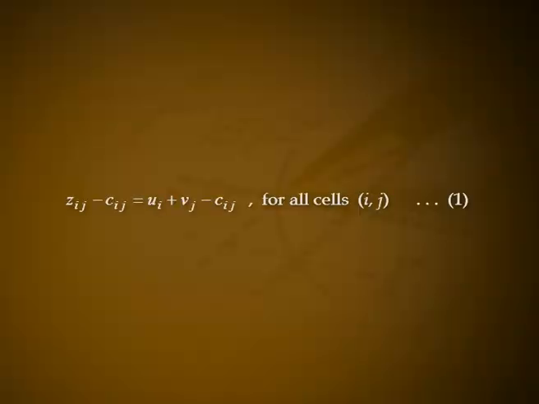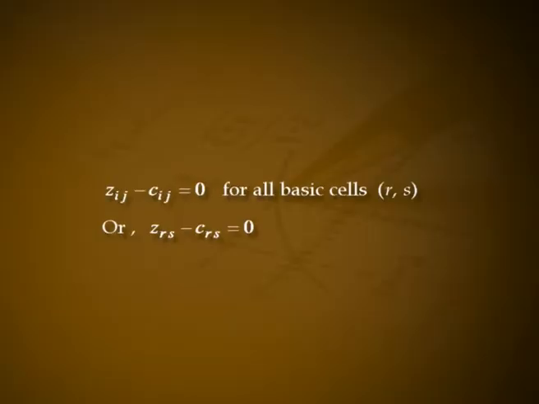We know that the net evaluations are given by Zij minus Cij equal to Ui plus Vj minus Cij for all cells ij, be number 1. Now, since the net evaluations must vanish for the basic variables, it follows that Zij minus Cij equal to 0 for all basic cells Rs or Zrs minus Crs equal to 0. Therefore, from equation 1 it follows that Ur plus Vs equal to Crs for all basic cells Rs.